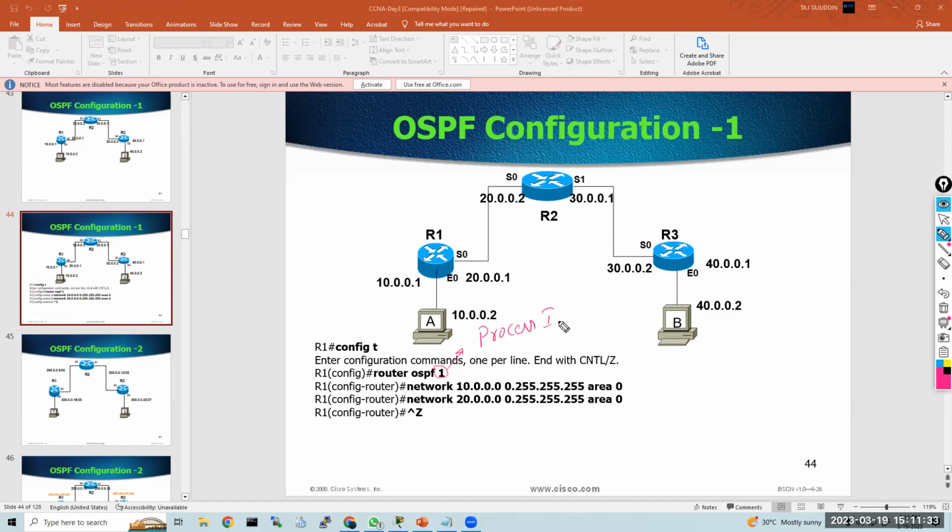Process ID. This is not an autonomous system number, like we have done in EIGRP. This is the process ID. Then network: which network you want to advertise, with the wildcard mask, not the subnet mask here, with the area, which area you want to put. For example, here he's running 10 network and 20 network. Same thing vice versa. Okay, this we will do in the lab.